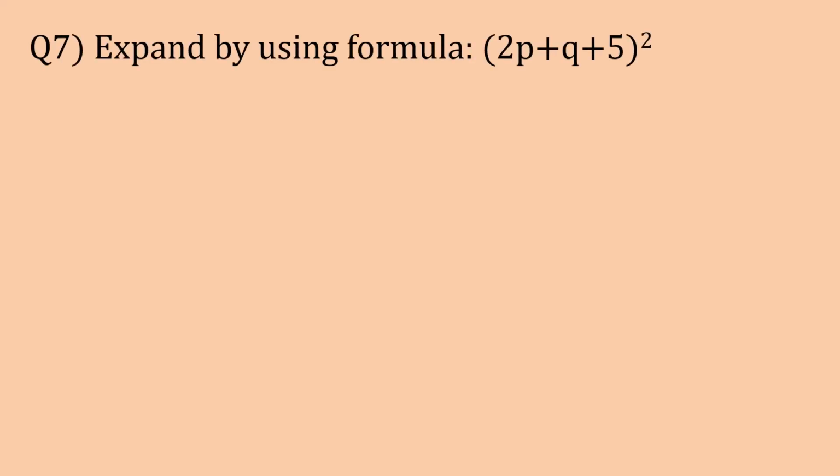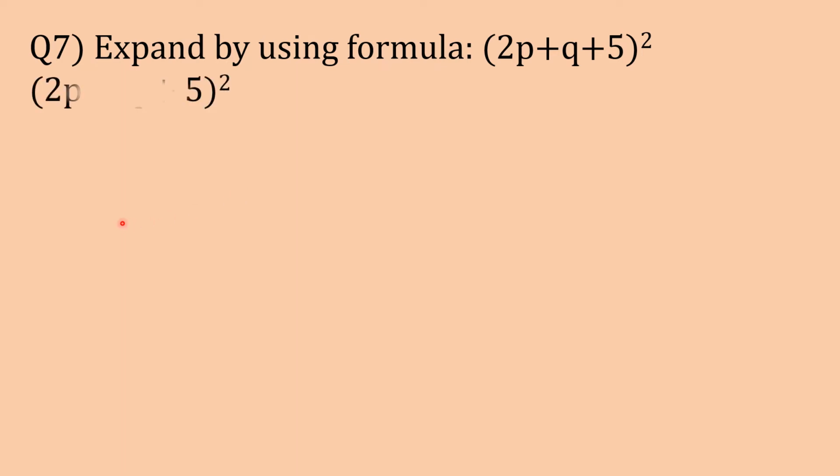What is given in question number 7, student? Expand using formula. What you have to expand is 2p plus q plus 5 the whole square. Now student, here you have to use the formula a plus b plus c the whole square. So before expanding, write down the formula which you will be using, so you get half marks over there.